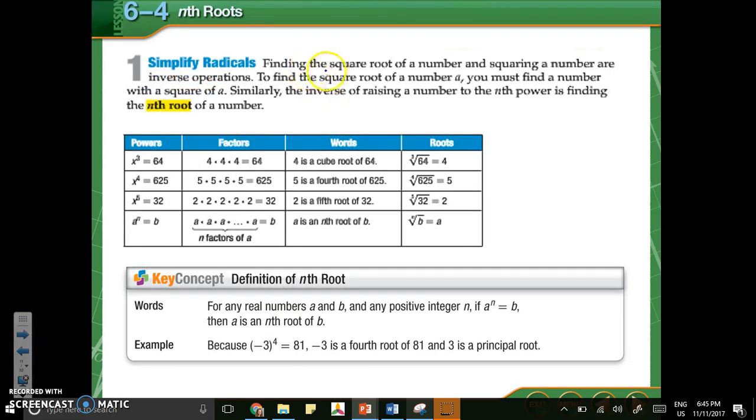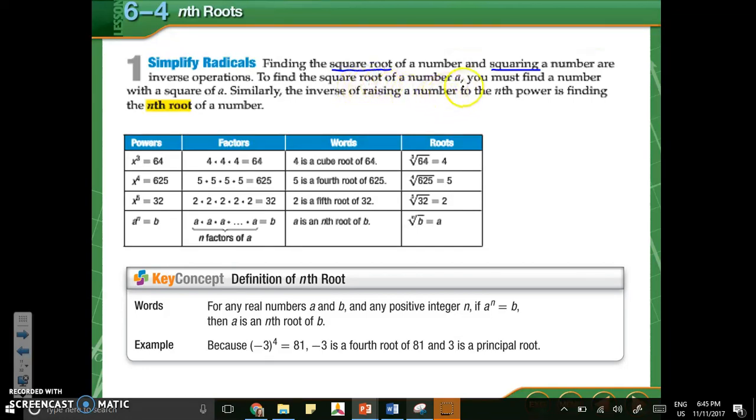Okay, so as you know, square rooting a number and squaring a number are inverse operations. So that's why if I have the square root of x equals 4, I square both sides. Why? Because squaring a square root is an inverse, and that gets x by itself, right? So squaring and square root are inverse operations. That can be true for any kind of root. So if I have a cube root, then cubing a number is the inverse operation. If I have a fourth root, taking a number to the fourth is the inverse operation.